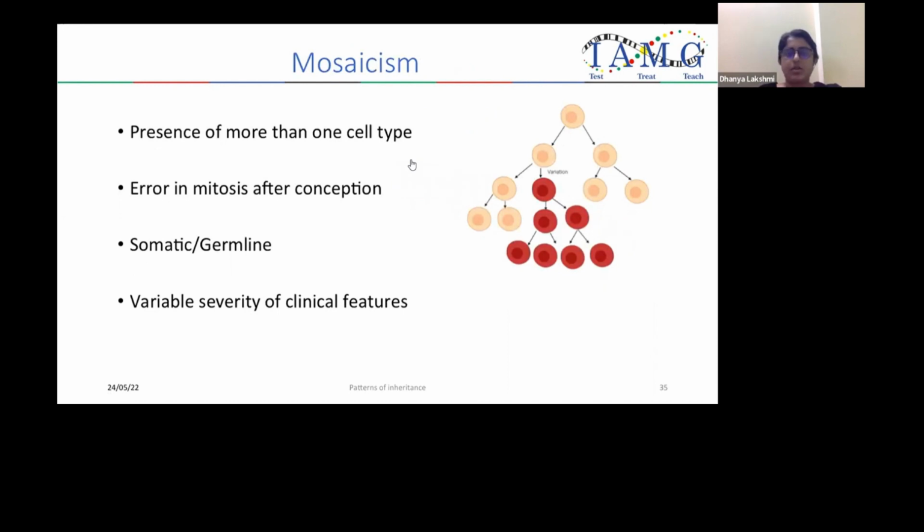Mosaicism is the presence of more than one cell type, which are derived from a single zygote. And this occurs because of an error in mitosis after conception. Mosaicism can be somatic or it can be germline. So germline means mosaicism happening in the germline cells in the testis or the ovary. And mosaicism may result in variable severity of clinical features.